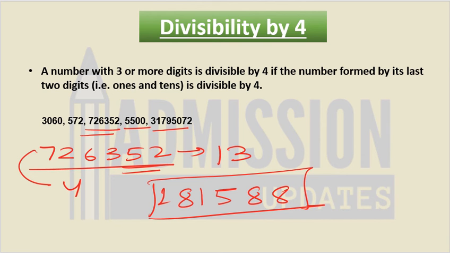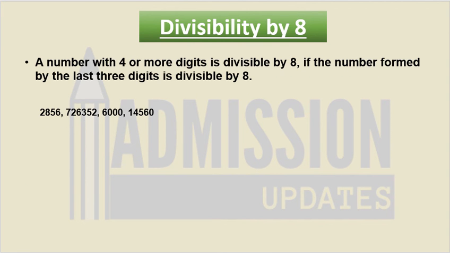Now let us check the divisibility rule of 8. It is the same as 4. In 4 we check the last two digits of a number, and in 8 we have to check the last three digits of a number. See here, 2856. So we have to check the last three digits. If the last three digits of a number are divisible by 8, then the whole number must be divisible by 8. Now let us check it for these 856.